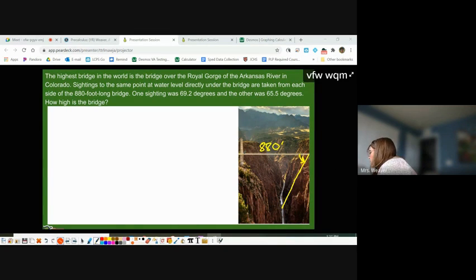And from the other side to that same point on the water, we have another angle of depression. And one is 65.5 and one is 69.2. So 69.2 and 65.5. Okay, and I'm going to erase a little bit because it's kind of small in that triangle. I'm going to erase my little angle of depression arrows. But I was like, ooh, a good example of angle of depression. Okay, so we got 69.2 and 65.5.